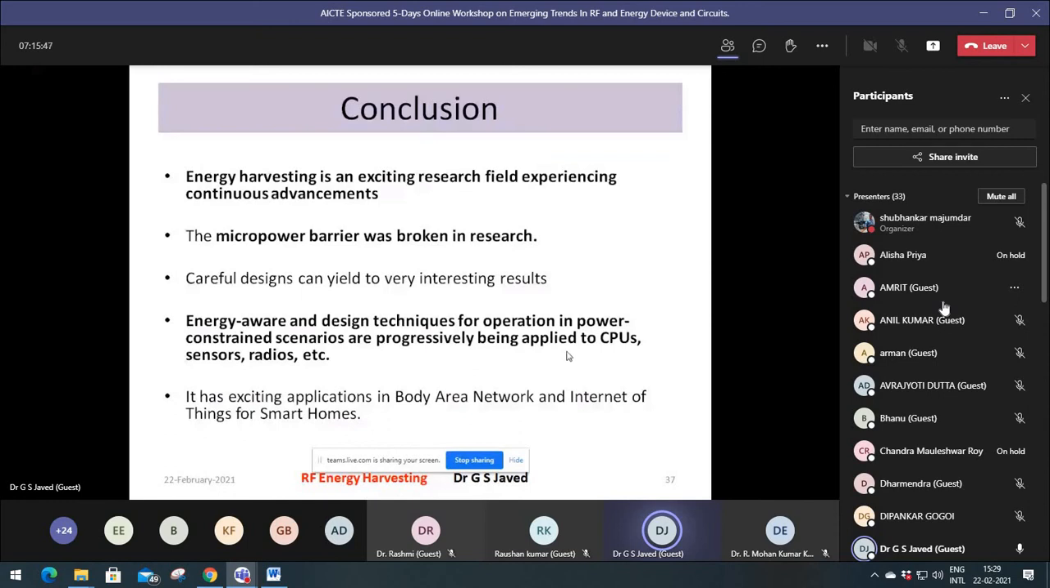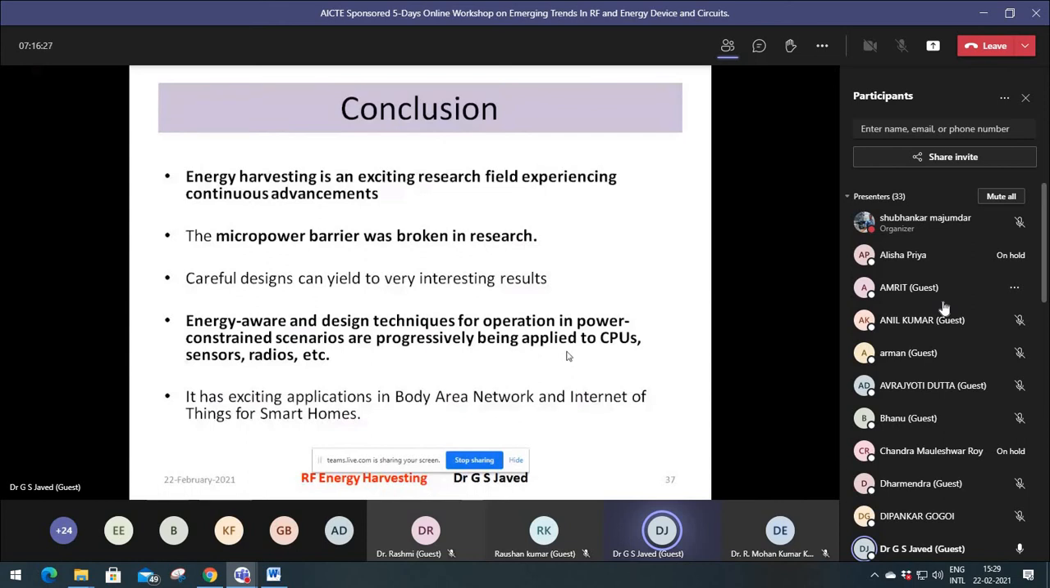Some of the results that we have observed and are going to publish in future conferences show that there are certain combinations and sweet spots. If you can extract and make them operate there, you will really get good efficiency in the signal. The new directions in which people are going are energy aware design techniques and design techniques for operation in power constraint scenarios. Power constraint scenarios could be your remote sensing activities or other remote places, and these are progressively being applied to CPUs, sensors, radios, etc.